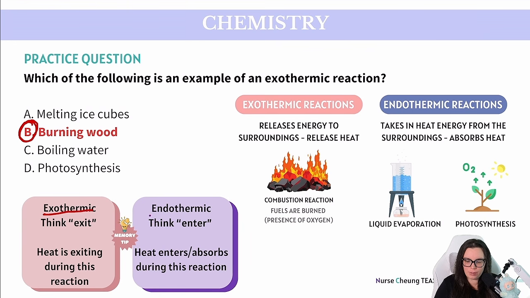In contrast, we have endothermic reactions. You can think of this as EN and endothermic, EN and enter. This means that heat is going to have to enter or be absorbed during the reaction for it actually to occur. So if we're talking about burning wood, this is a great example of an exothermic reaction.